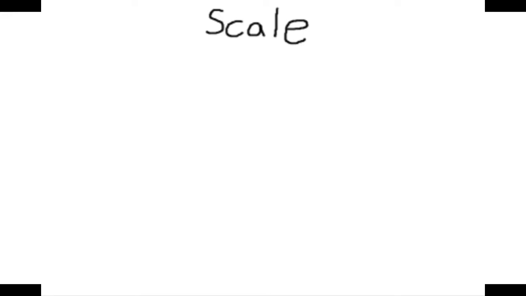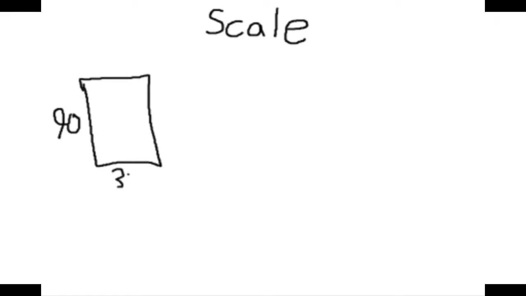So let's say they give you a problem where Barbara wanted to make a model of her dining room table for her dollhouse. So the dimensions of the dining room table, let's say, were 90 inches long and 30 inches wide. And here, let me write down the units.